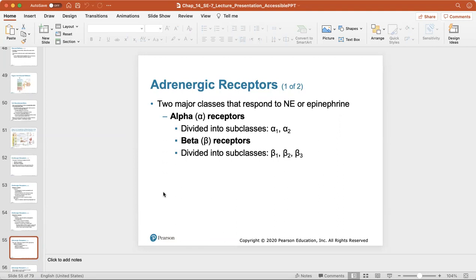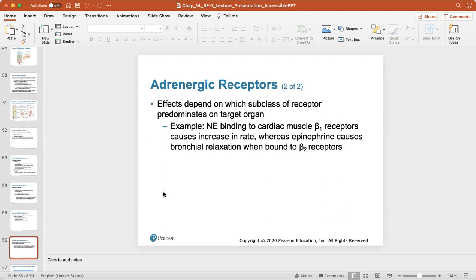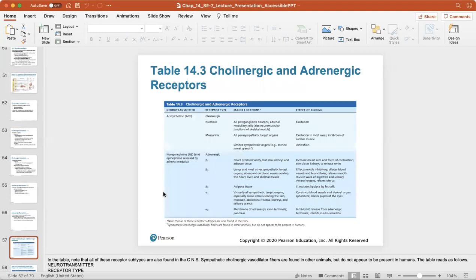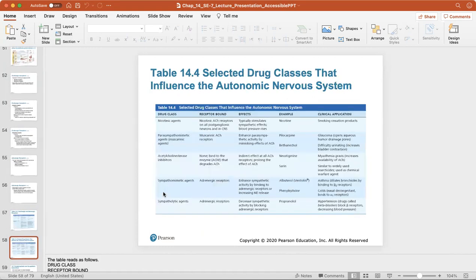There's two major classes that respond to norepinephrine or epinephrine, and these are alpha or beta receptors. And the effects of adrenergic receptors will depend on which subclass of receptor will predominate on the target organ. So this is just a good summary chart that looks at the difference between the cholinergic and adrenergic receptors, looking at the neurotransmitter that will bind, whether that's acetylcholine or norepinephrine and epinephrine, the receptor type, the locations, and then the effect of the binding. Other than this chart, and giving a good summary, I probably won't ask too many questions of these receptors.